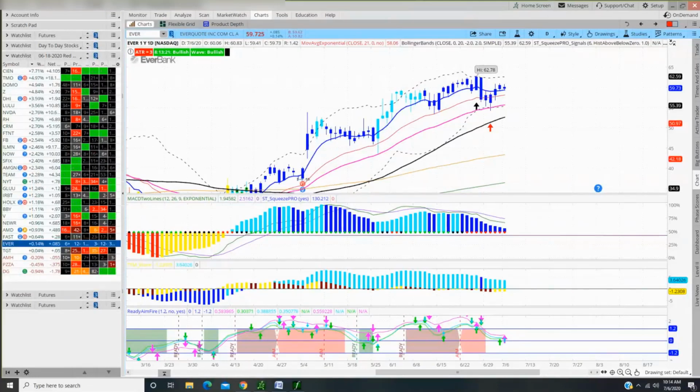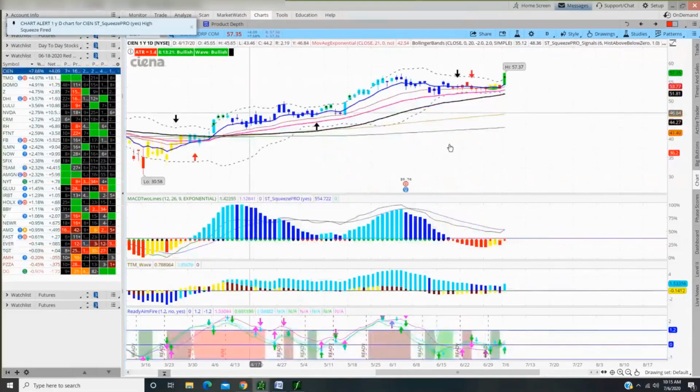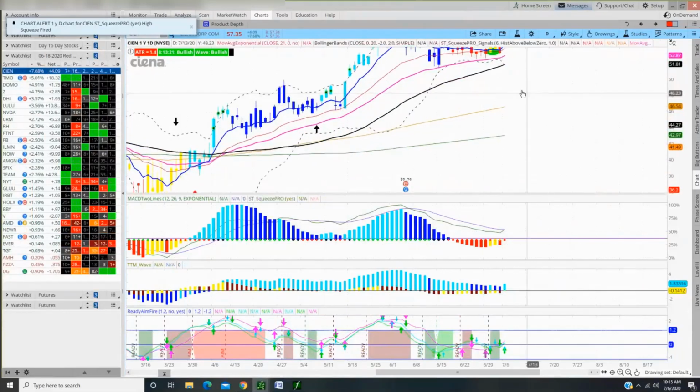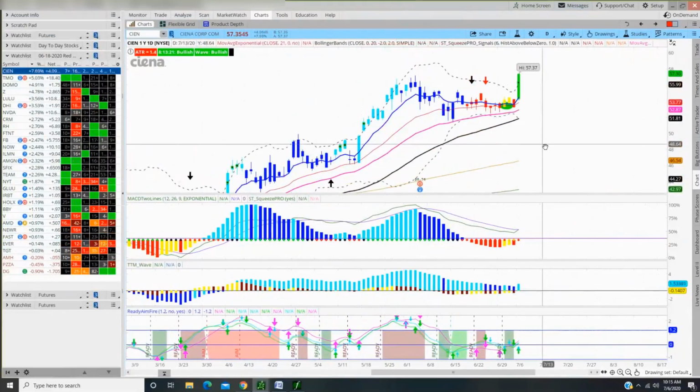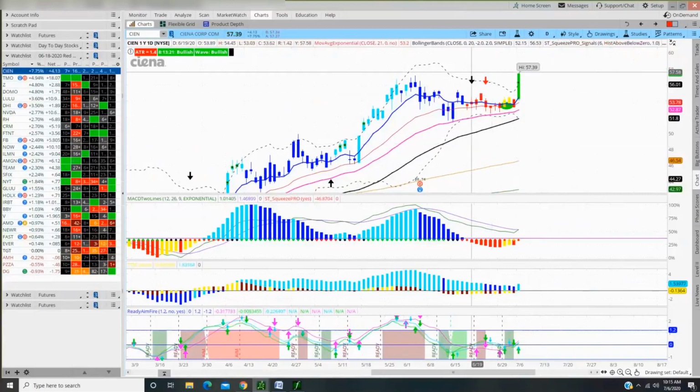Sorry, my soapbox. Love this chart. Pull back, momentum shift. CN, oh my God, how are we doing in that one, my mans? How are we doing in that one? Boom! Look at that. Oh my gosh.